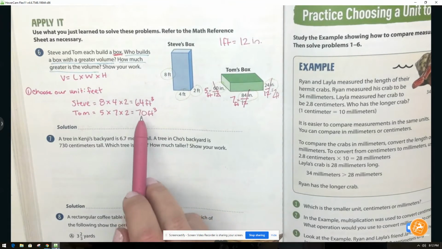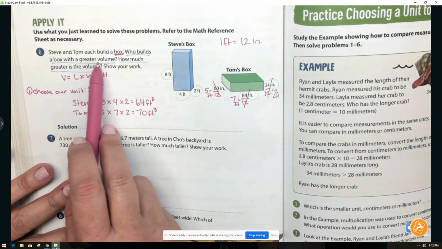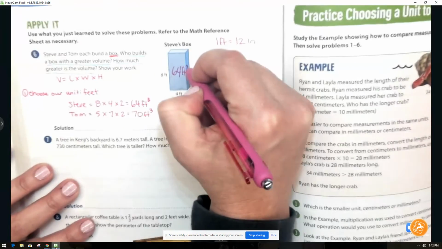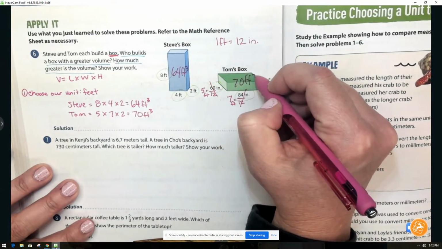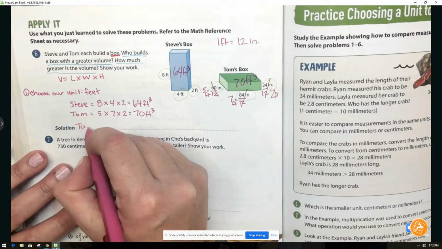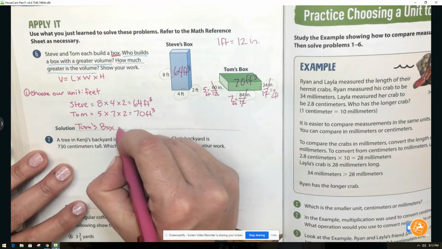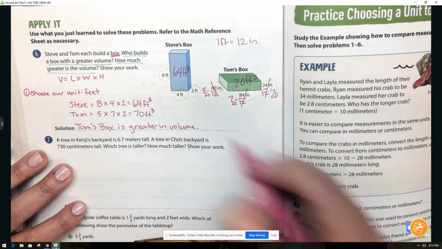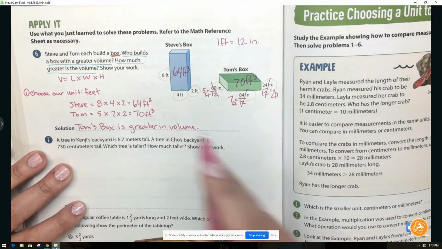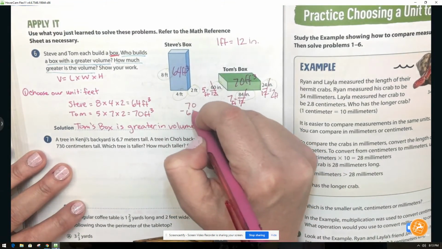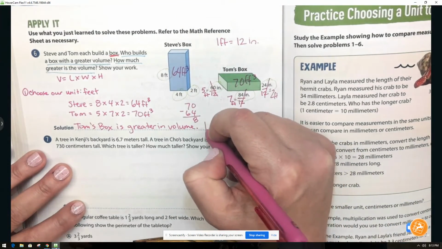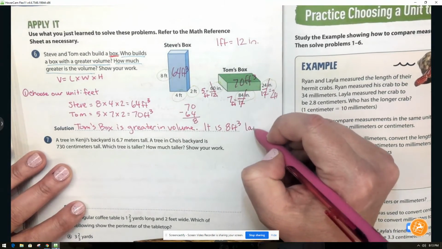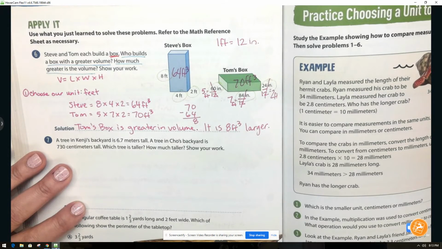So as you can see, who builds a box with a greater volume, Steve or Tom? Whose has a greater volume? This one is 64 feet cubed, and this one is 70 feet cubed. So that's right, Tom's box is greater in volume. And then how much greater is the volume? What is 70 minus 64? That is 8. So it is 8 cubic feet larger. So that's how you solve this.